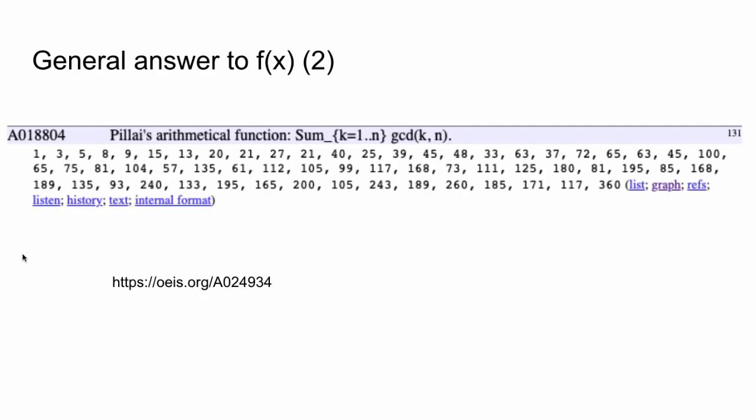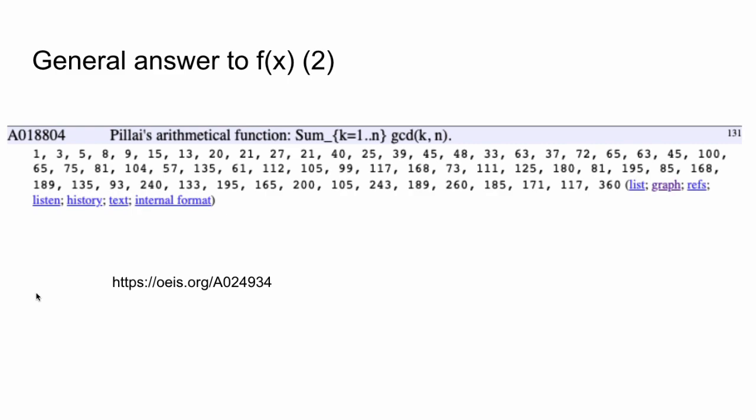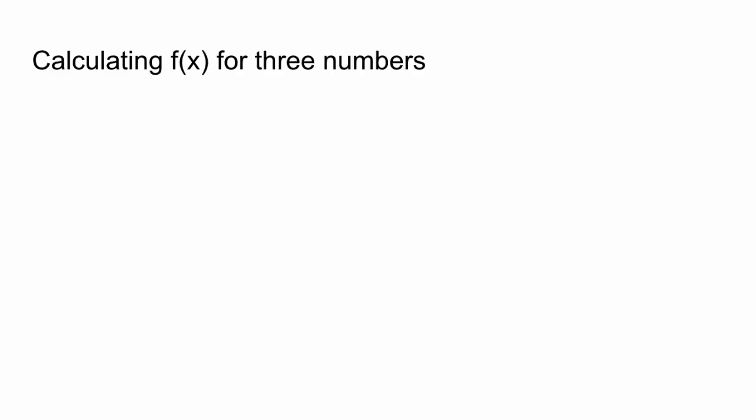Fortunately, this is already a function that exists. It's on oeis.org, and it's called the pli function, and I'll probably reference it later on in this video. Okay, so that's f of x for two numbers. Now I want to look at what finding the values of f of x for three numbers would look like.